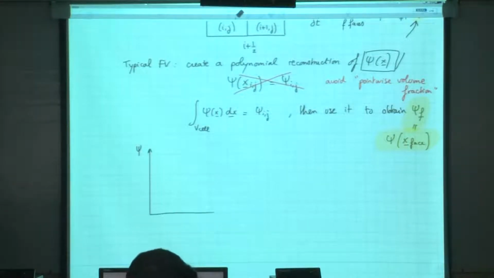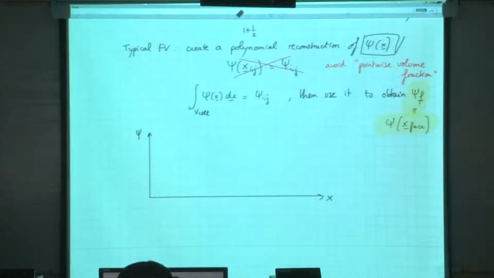Our data set, let's do a cut through an interface. And let's look at the function of position of data. So say this is my cell I minus 1. This is my cell I. And this is my cell I plus 1.